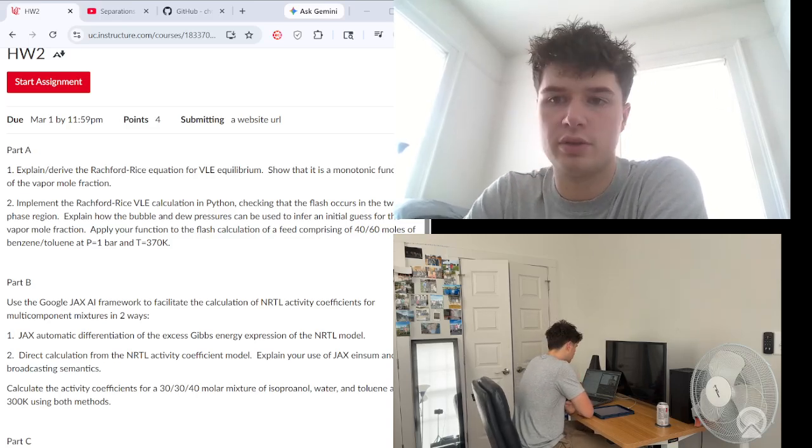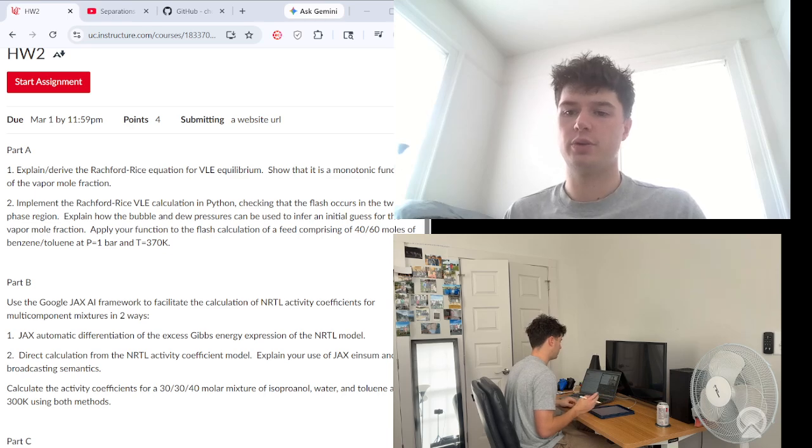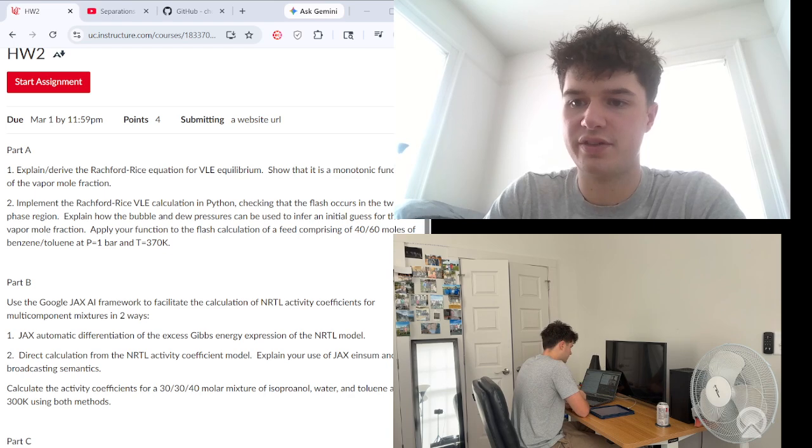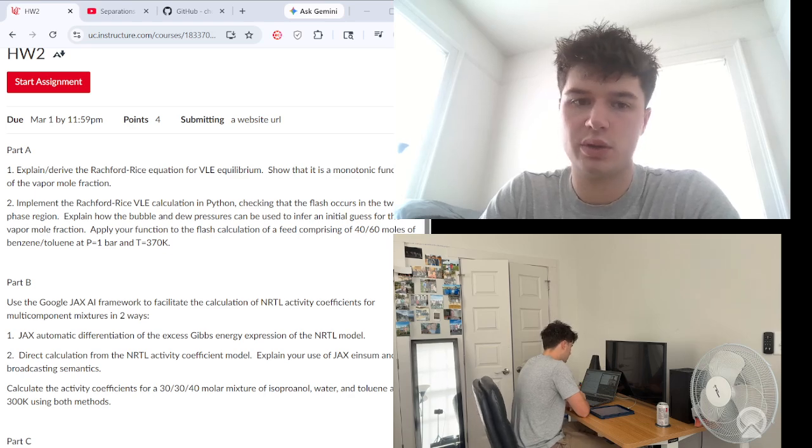Today we'll be working through some problems in my separations class. And in this video, we will be tackling part A of homework 2. As you can see on the left side of your screen, we are going to explain and derive the Rachford-Rice equation for VLE equilibrium.